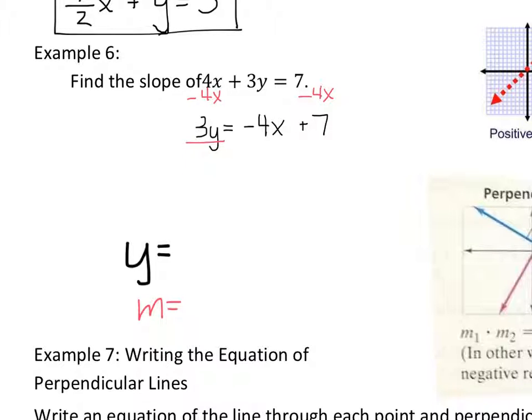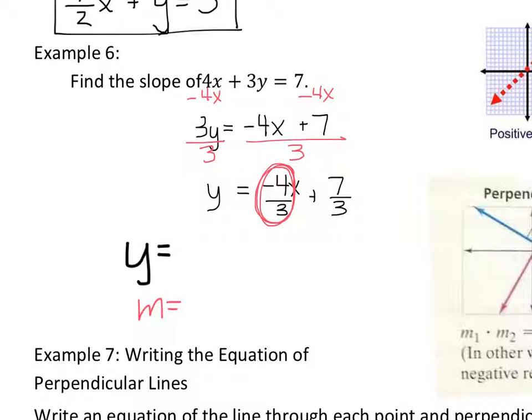We need to get rid of the 3, right? Divide the whole thing. So divide the whole thing by 3. Now when we divide the whole thing by 3, like that, that's the same thing. You can divide each term by 3, which gives us what we need, right? Because we need this number that's in front. So what is our slope? Negative 4 over 3.